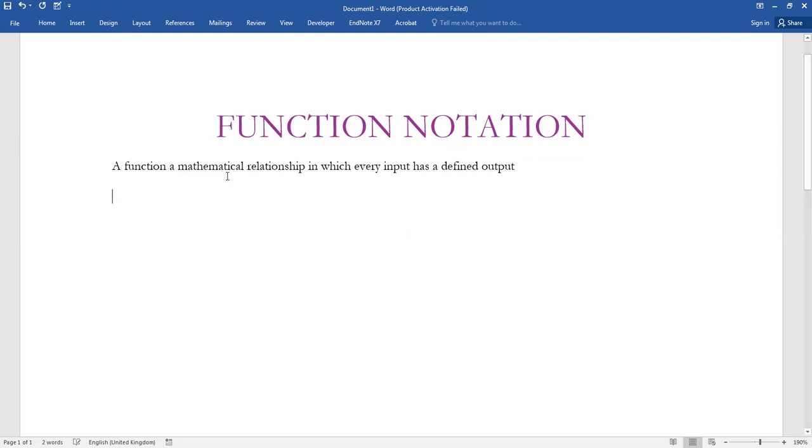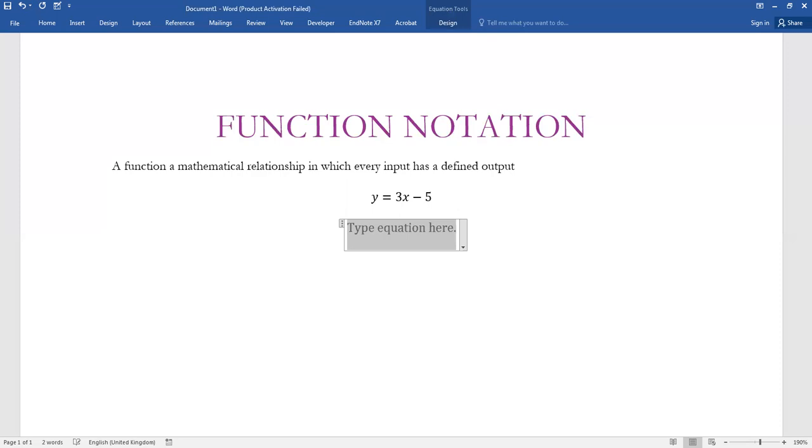So what is a function? We have just done a very basic understanding or definition of function. A function is a mathematical relationship in which every input has a defined output. We have already done a few functions when I write y equals 3x minus 5. Now we know this will appear to be a straight line. इसी को अगर मैं इस तरह से मॉडल कर लूं, if I think of it this way, that x is my input and y is my output. So now I can say that technically f(x) equals 3x minus 5.